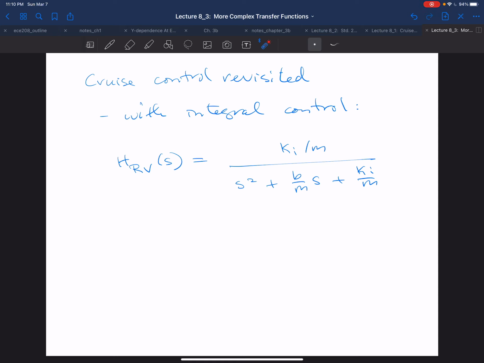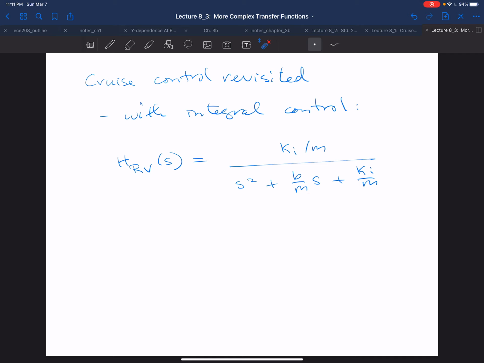Again, the parameter that we can control, that we can choose, is Ki. That is the only parameter of the controller. The rest are physical parameters of the plant, which we can't change. So under our integral control scheme, we can determine the so-called natural frequency of the response. But we can't determine the damping ratio. We're stuck with this one.